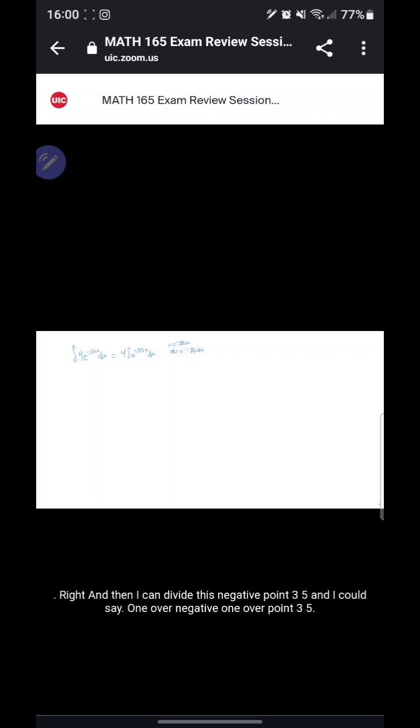And then I can divide by this negative 0.35, and I can say negative 1 over 0.35 du is going to be equal to dx, right? Now I can plug it in for dx. And I get 4 times the integral of negative 1 over 0.35 e to the u du. Now I can pull that 0.35 out.